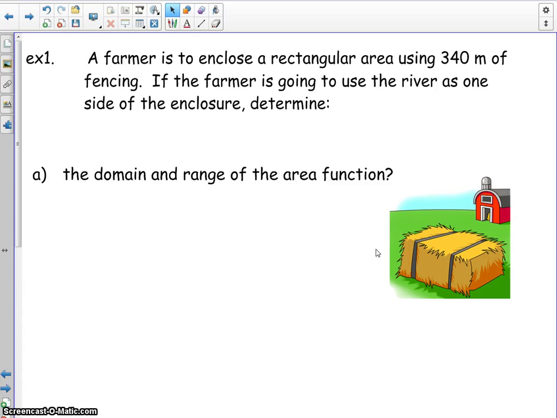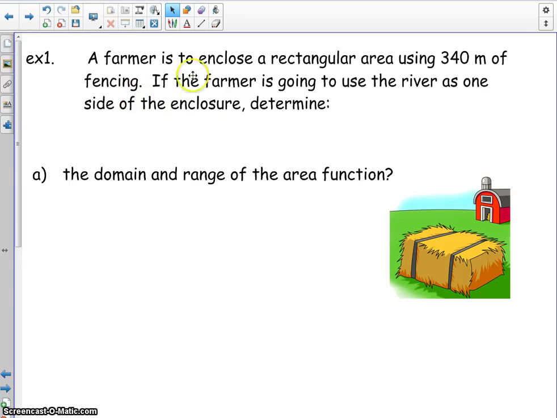This is a typical type of setup that you might see where you're trying to do a fence, and we're trying to enclose a rectangular area with a certain amount of fencing, and usually we try to maximize something. But in this situation, I want to find the domain and range of the area function. So what I'm going to do is draw this out first, like I suggested.